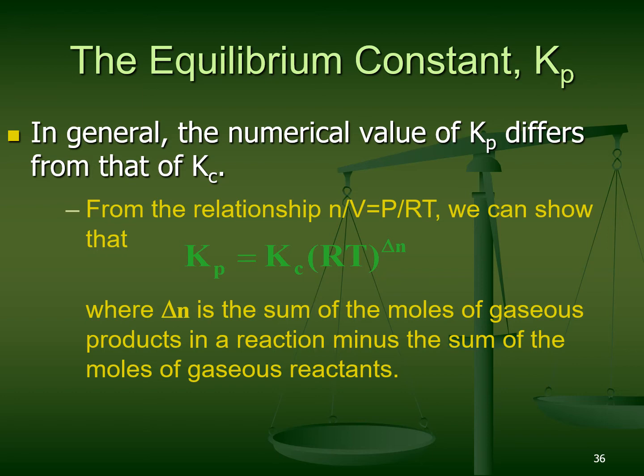And that delta n just means how many gas molecules. What is the change in gas molecules over the reaction? So delta n is the sum of the moles of gaseous products minus the sum of the moles of the gaseous reactants. So in that previous reaction, we had 4 gas molecules of reactants and 2 gas molecules of products. So delta n would be 2 minus 4, or -2.